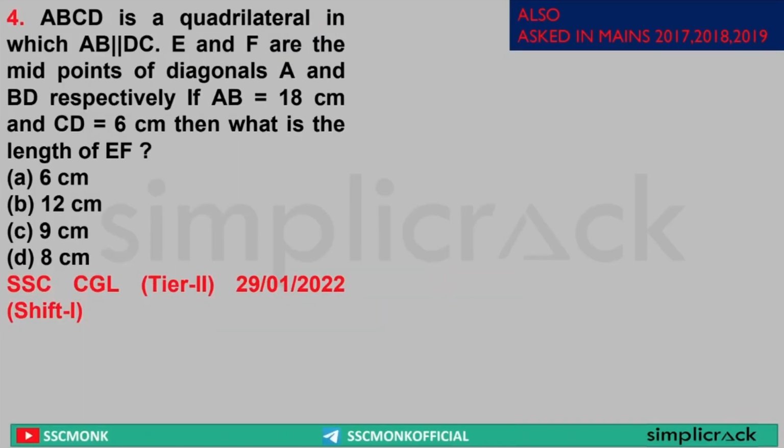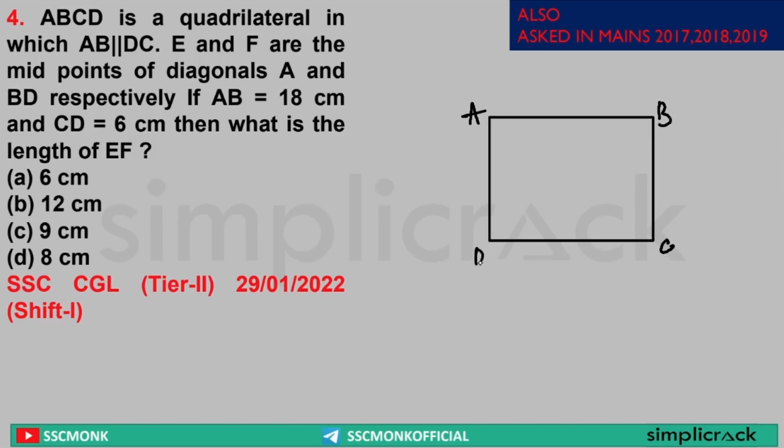Next, this was asked in 17, 18, 19 mains. So this is a very important question. Remember this. ABCD is a quadrilateral where AB is parallel to DC. Okay. So let's say this is a quadrilateral. Okay. So A, B, C, D. This is parallel to DC.